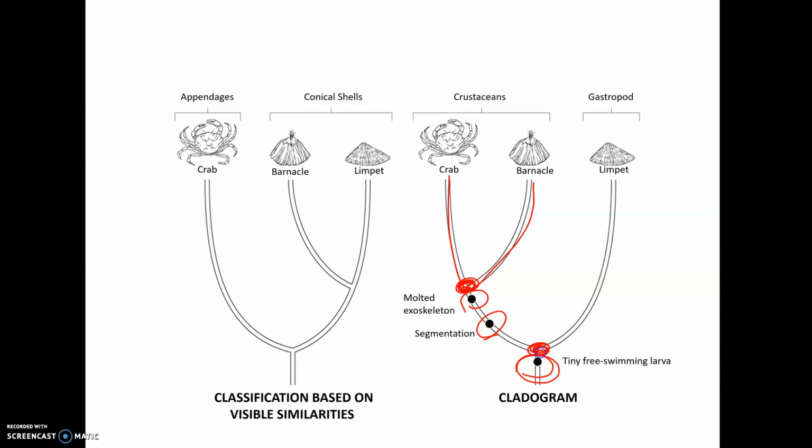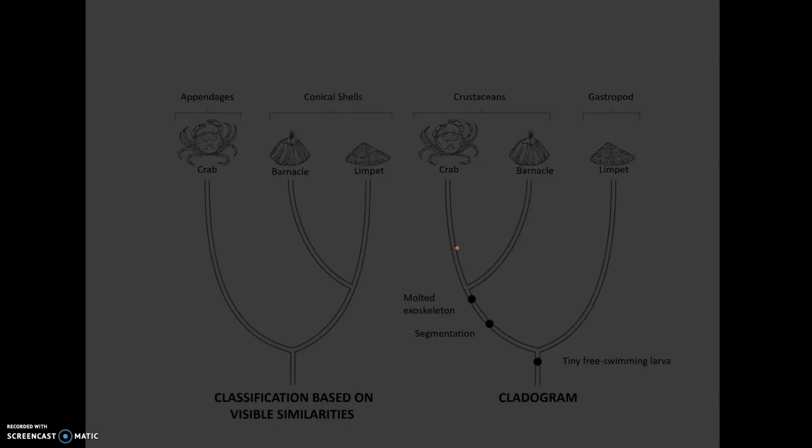So these breaks or nodes are where they share a common ancestor, and these are what we're talking about in this cladogram, these derived characters, these characteristics. So nobody prior to this point has this, but everybody past this point does.